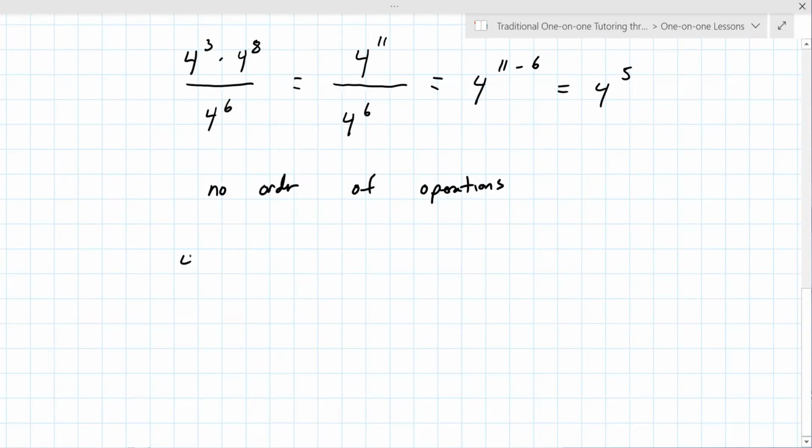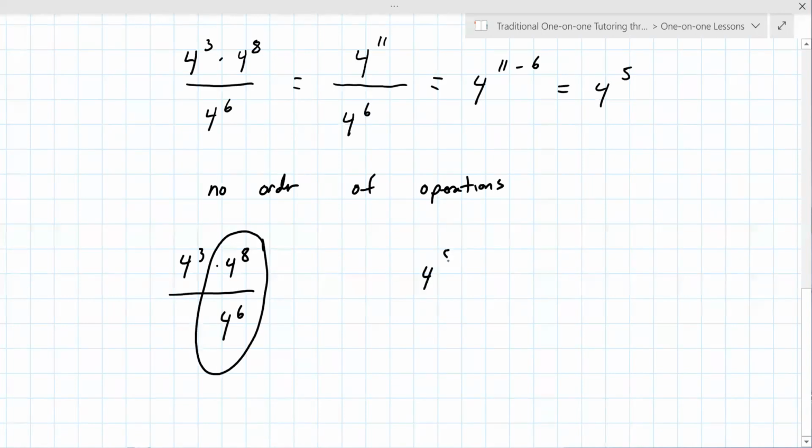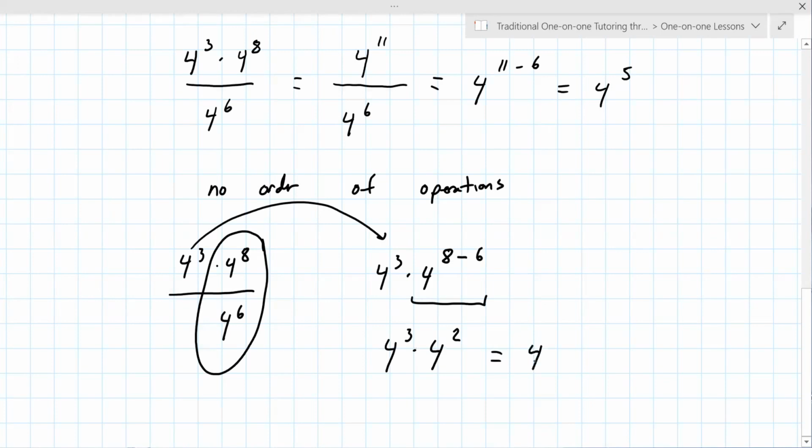Mm-hmm. So let's look at the problem again where we do it differently. So let's say we look at this piece first. So that would be 4 to the 8 minus 6. And I'm just going to bring over this 4 cubed. So this part right here is 4 squared. 4 cubed times 4 squared is 4 to the power of 5. Notice that these are the same.